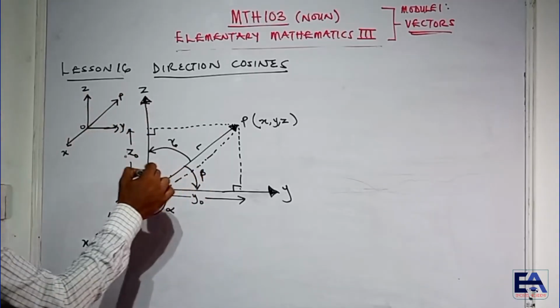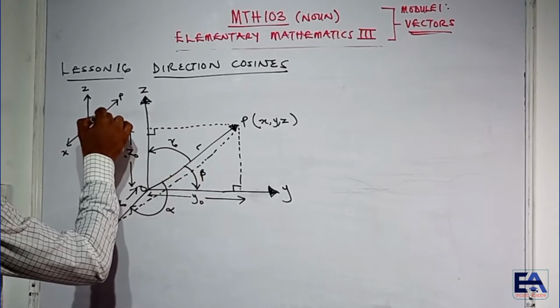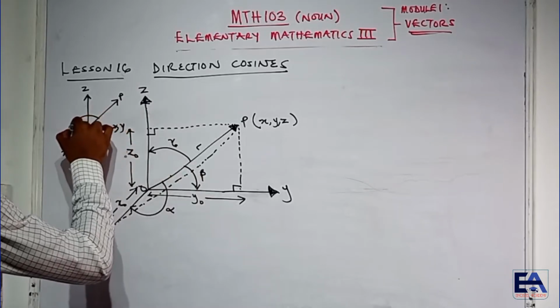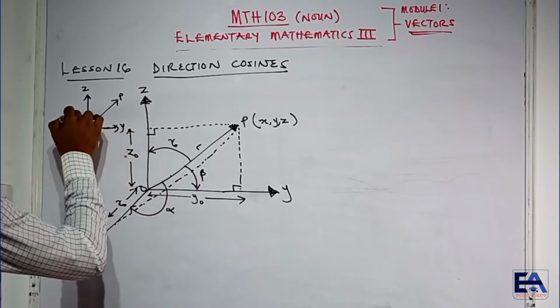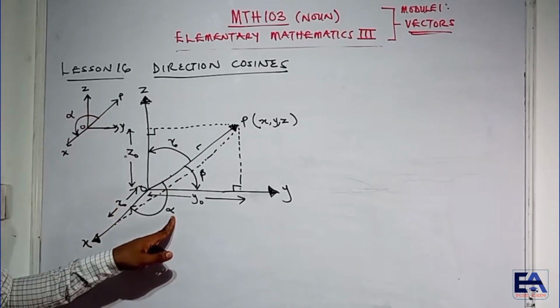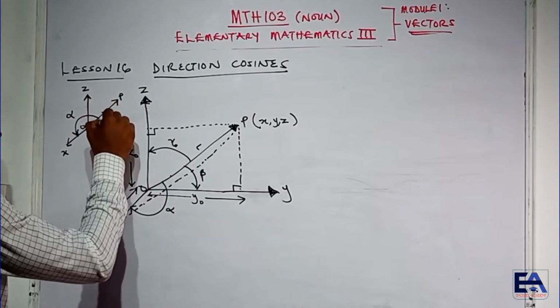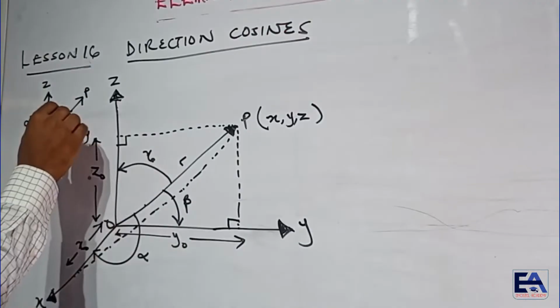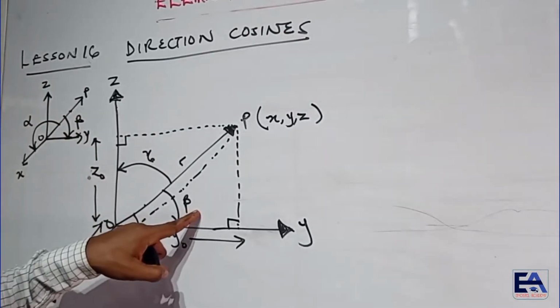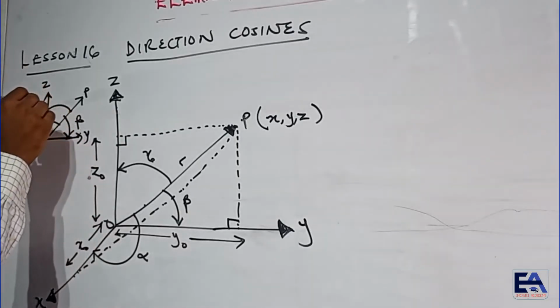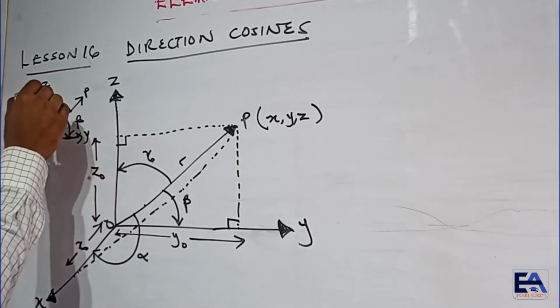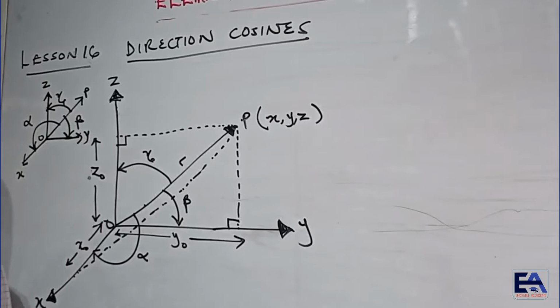The angle between that vector and the x-axis is represented as alpha. That same vector, the angle between the vector and the y-axis is represented as beta. And that same vector, the angle between the vector and the z-axis is represented as gamma. The cosine of each of these angles is what we call a direction cosine.